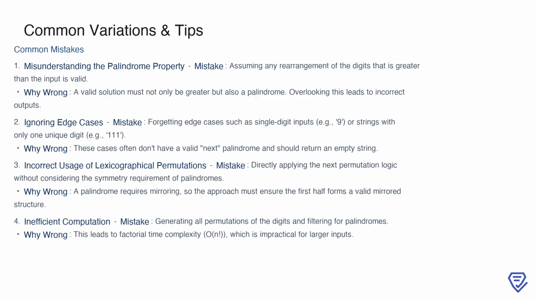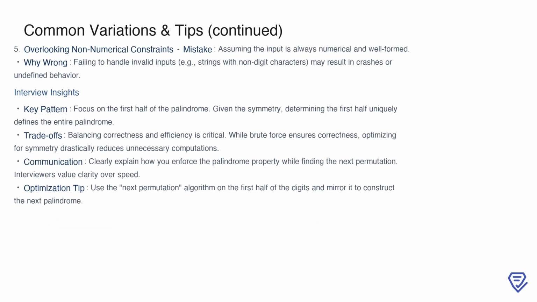Lastly, inefficient computation is another trap. Generating all permutations of the digits and filtering for palindromes leads to factorial time complexity, which is impractical for larger inputs. Instead, solutions should aim to leverage the problem's specific constraints for better efficiency. Another potential mistake is overlooking non-numerical constraints. Many assume the input will always be a well-formed numerical string, but this can lead to crashes or undefined behavior if the string contains non-digit characters. It's crucial to validate the input to avoid such issues.